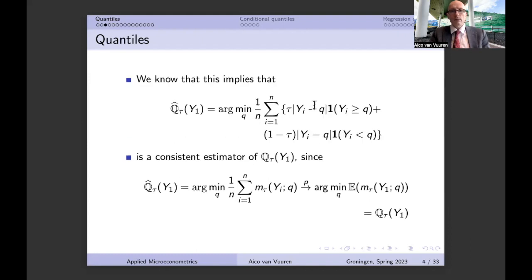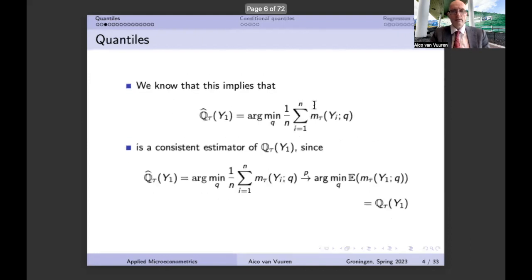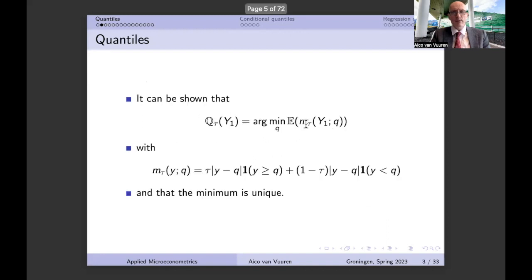Well, what we should realize now is that, before I do anything else, I would like to rewrite this expression a little bit, because in the literature we typically don't write it in this format that we have over here. What we should realize is that we can first of all substitute in the m tau that we had on the previous slide, so this thing over here.